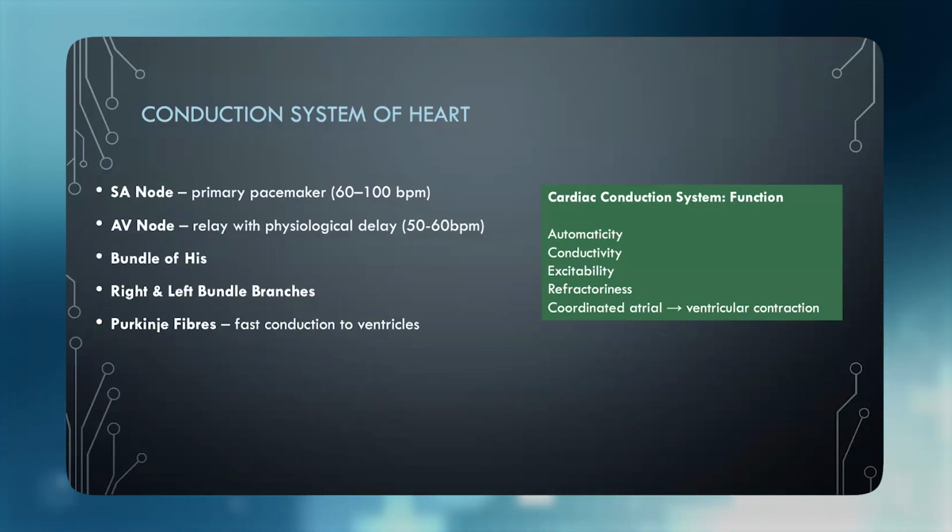So cardiac conduction system tissues differ from normal muscle fiber in that they have automaticity, conductivity, excitability, refractoriness, and coordinated atrial then ventricular contraction to maintain a proper cardiac cycle. If both atria and ventricles contract together, then there won't be a proper cardiac cycle and there will be an acute decrease in cardiac output. We will come to in which scenarios that might happen.